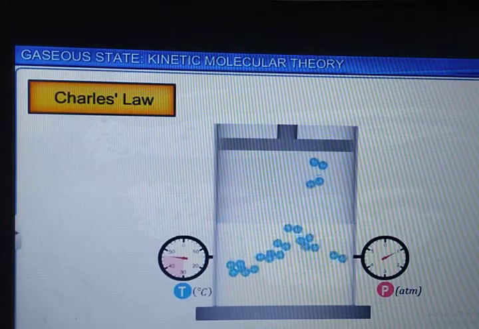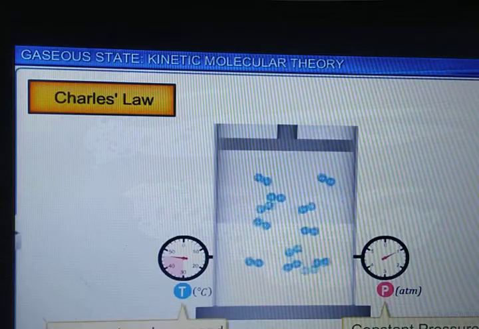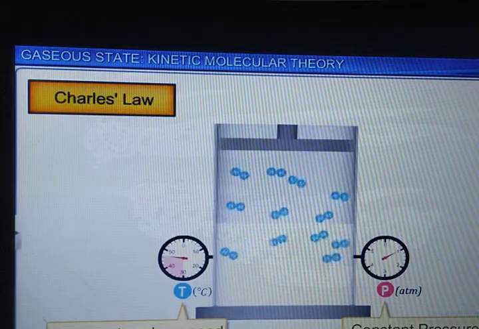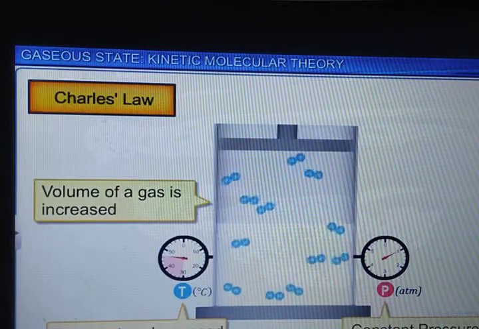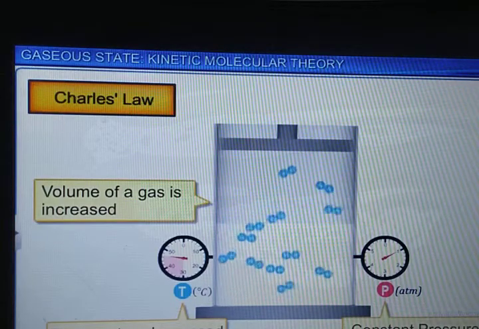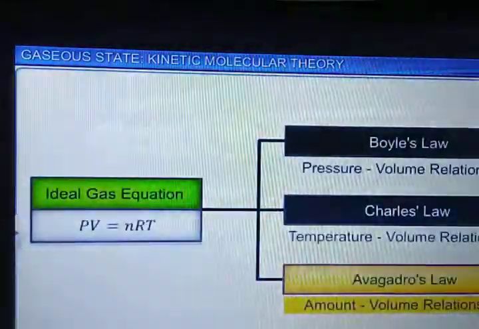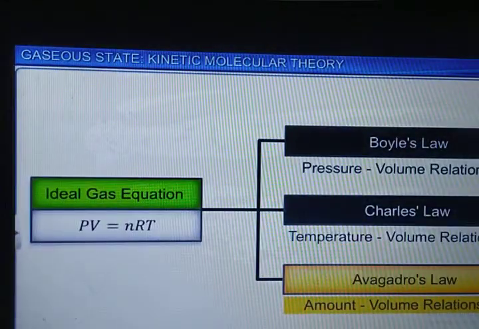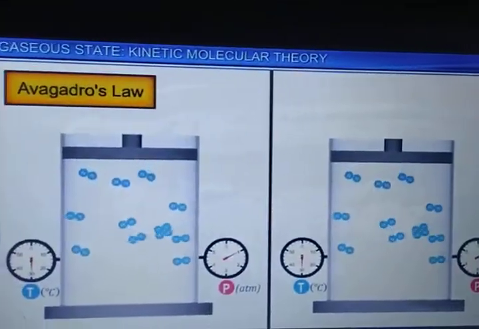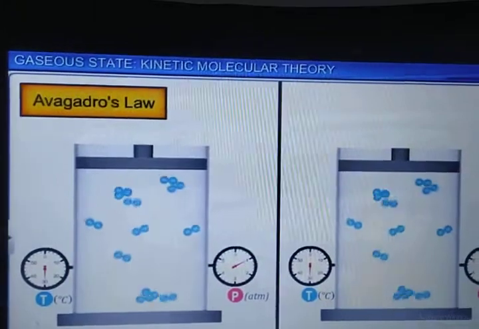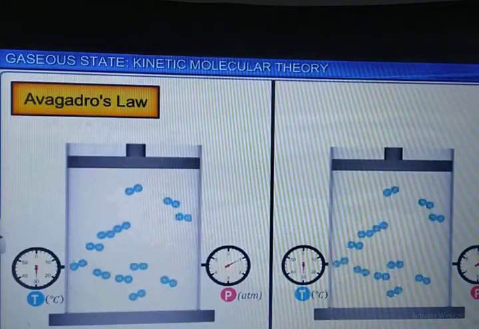Next, let's move on to Avogadro's law. Consider equal volume of two gases under the same conditions of temperature and pressure. Since the temperature of the two gases is the same, according to kinetic molecular theory, the average kinetic energy of the gas molecules should also be the same. We know that the pressure of a gas depends on the number of molecules present.